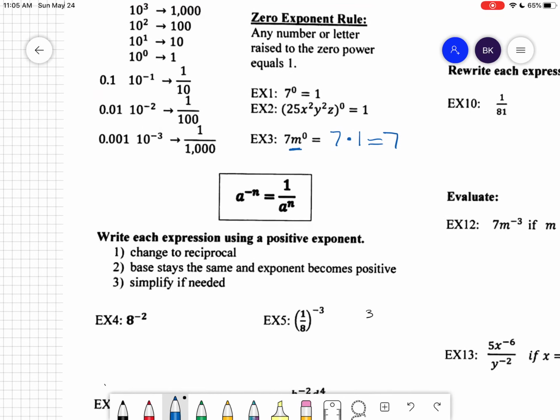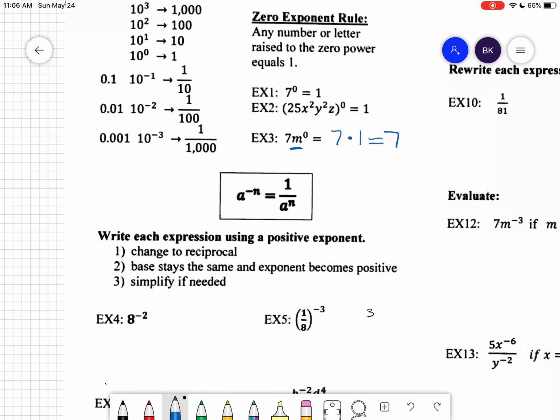Now, for the next set of examples, I'm going to ask you to rewrite your expressions using positive exponents. Now, remember we talked about it. If you want the exponent to become positive, you're going to take a reciprocal of it, and the exponent will become positive. And we're going to look right here in this example at the top that I listed. The base stays the same, the exponent becomes positive, and then you are ready to simplify if needed. Okay, so I'm going to erase this.